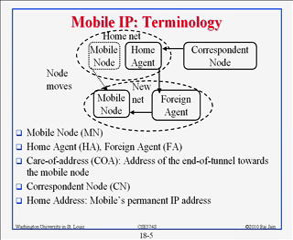So the care of address does not have to be the foreign agent. It could be right at the mobile node. The care of address is the address where the packets are sent to, and that could be at the mobile node, or that could be at the foreign agent.